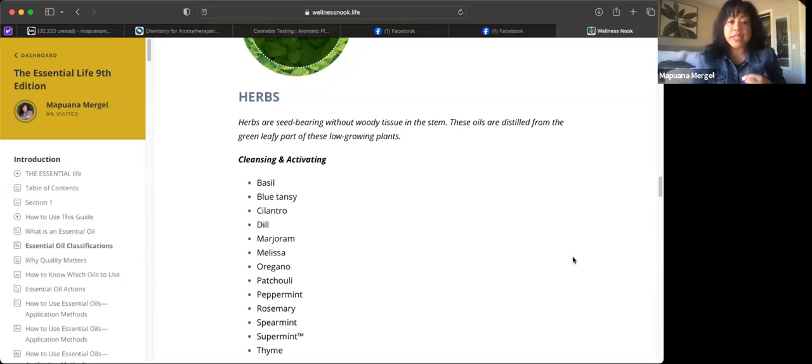Basil, blue tansy, cilantro, which is a heavy metal detoxer, dill, marjoram, melissa, oregano, patchouli, peppermint, rosemary, spearmint, supermint, and thyme. Thyme is excellent on the bottom of your toes if you need to stop snoring. So just remember that. Promise you it works. Rosemary is easy to use in the kitchen with all recipes. And somebody unmute themselves and tell me what their favorite herb oil is.